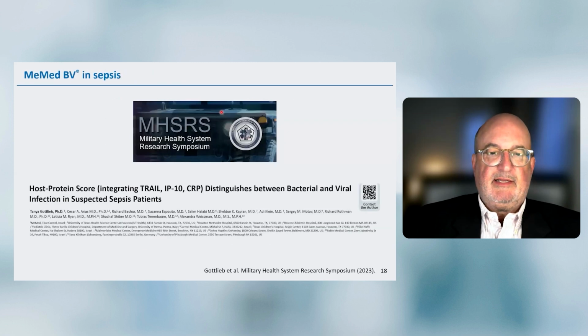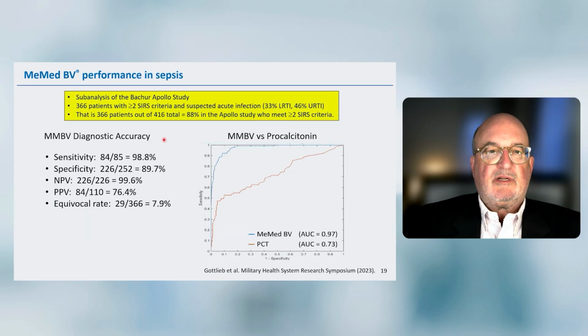And what this study did, which was basically presented at the Military Health System Research Symposium a few years ago, is they took 366 of those 416 patients. So over 88% of these patients in that large study actually met a potential inclusion as in sepsis as having greater or equal to 2 SIRS criteria, and did the same performance analysis that was done in a larger study.